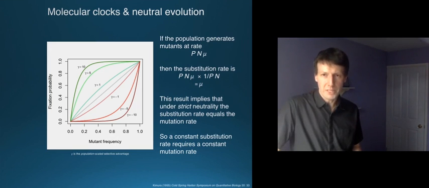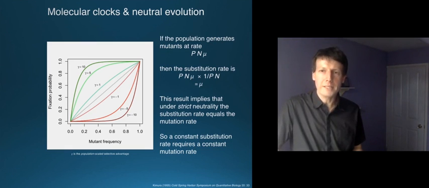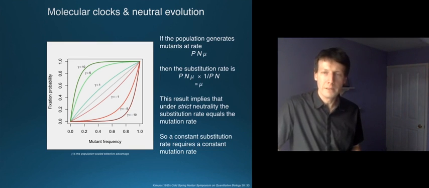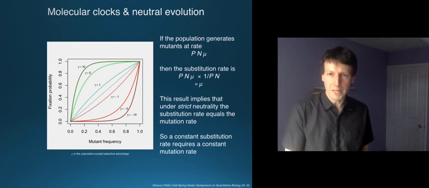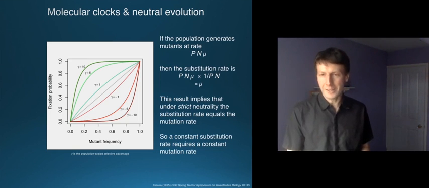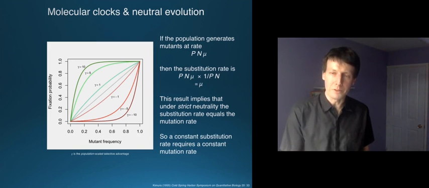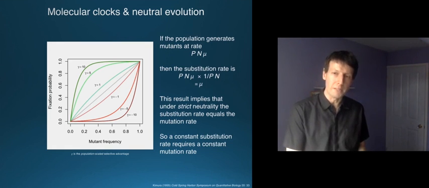Well, if we assume that there's a constant mutation rate, which I've called here mu, then because there are PN copies of any particular gene and therefore any particular nucleotide in the population, the total rate at which those mutants are generated every generation is P times N times mu. So the substitution rate is equal to the rate at which new mutations arise times the probability that each of those goes on to fix. And the key insight of neutral theory is that the population sizes cancel and the substitution rate winds up being simply equal to the mutation rate. So if the mutation rate is constant, neutral theory predicts that the substitution rate will be constant.